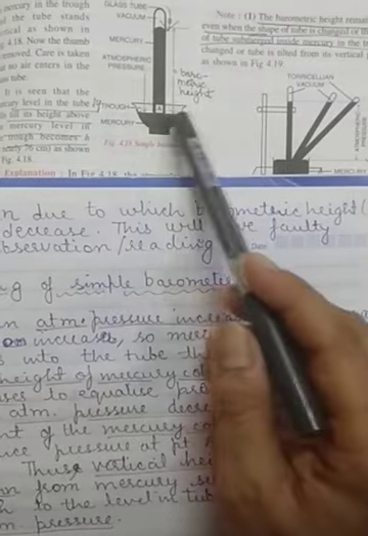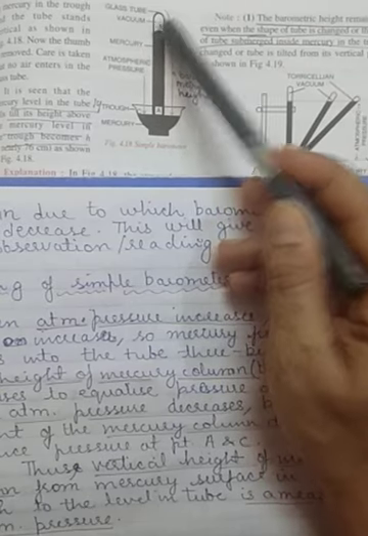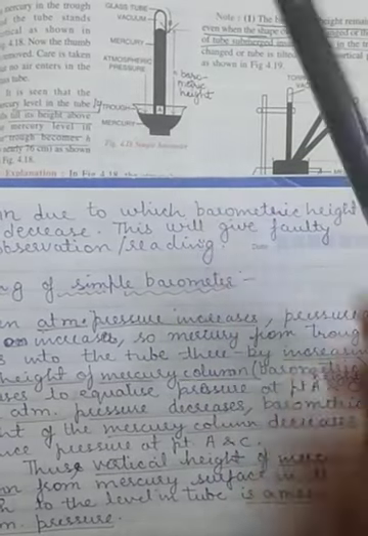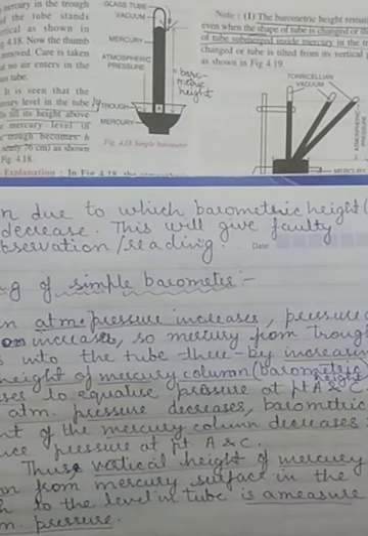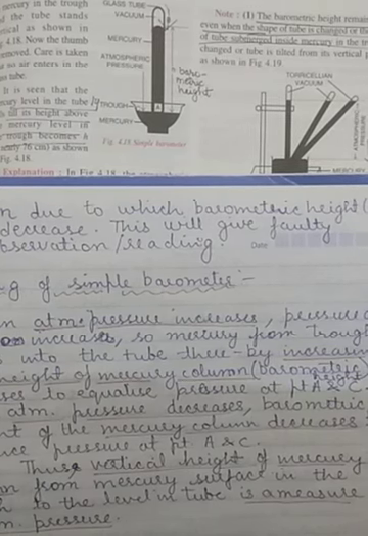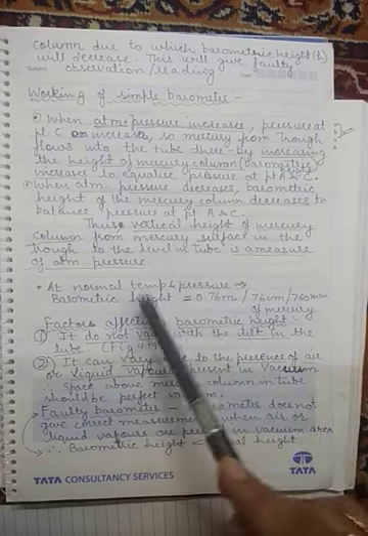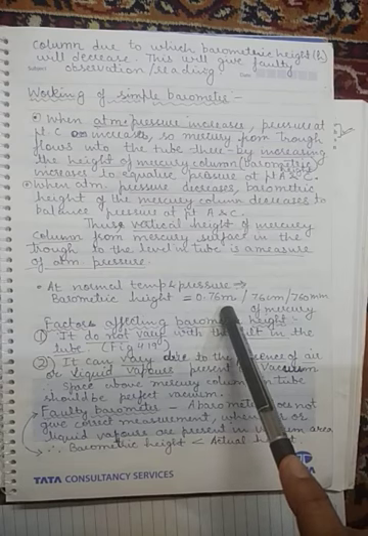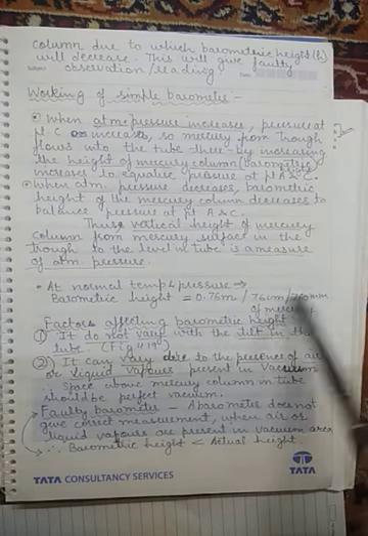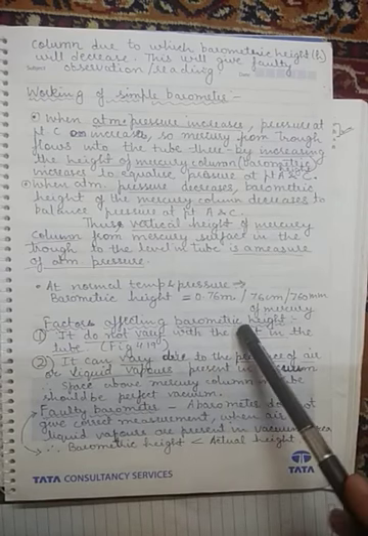So barometric height is the height from this point A to the last point, that is the top of this mercury. It is the measure of the atmospheric pressure. Which quantity is the measure of the atmospheric pressure? Barometric height. At normal temperature, what is the barometric height? It is 0.76 meter, or 76 centimeter, or in millimeter you will write down 760 millimeter.